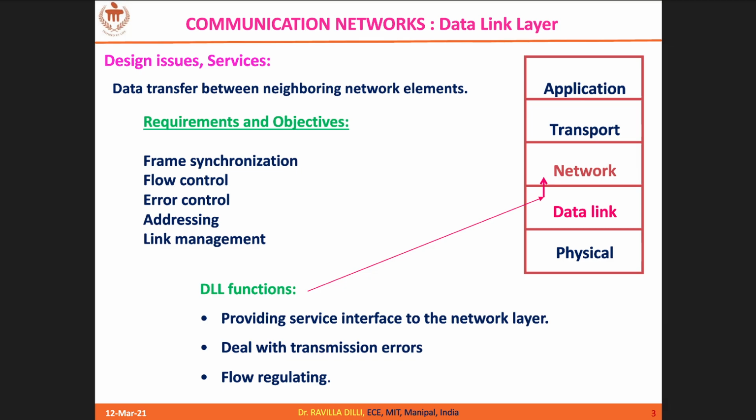If the sender is so fast and the receiver is not able to cope up with that, then we have to coordinate a fast sender and a slow receiver. That comes under flow control, and we can also try to detect and correct the errors at the data link layer. That comes under error control. For addressing, we use the physical address or MAC address, which is 48 bits in length, and link management is a part of the LLC sublayer.